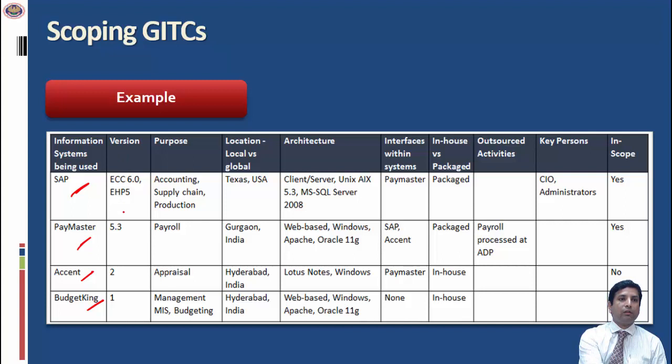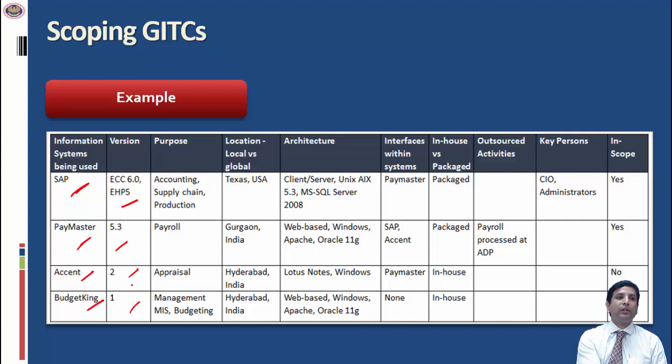Next, we can see the version of each system. The version of SAP that has been implemented is ECC 6 and the service pack is EHP 5. Why is this important? Knowing the version is important because in each version the risks could vary and the controls and the features could be different. So that is why we need to understand the version of each application, so that we are aware of the specific risks or controls present in that particular version. So we map the version of each application.